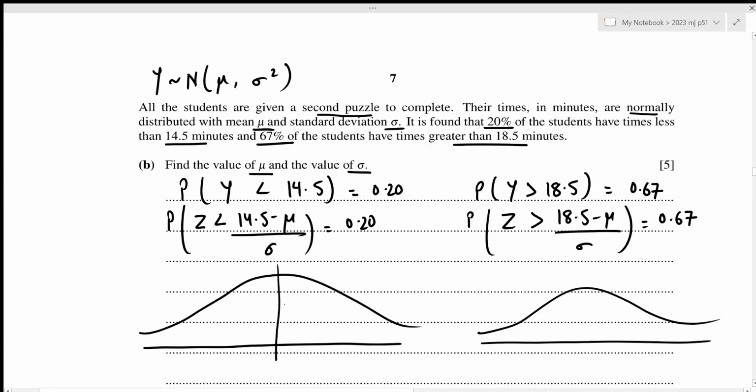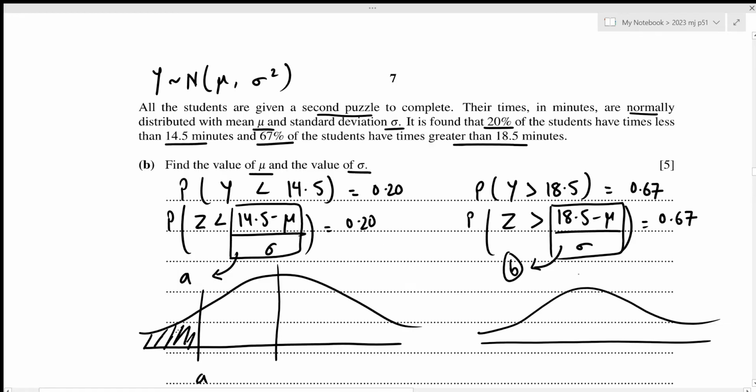Okay, for the first one, the probability less than this value is 0.20. So let us assume this value is A for now. A is somewhere around here, for this to be 0.20. And let us consider this to be B. And greater than B is 0.67. Remember that half of it is 0.50, so if it's greater, then B must be somewhere around here, and greater than this value is 0.67.